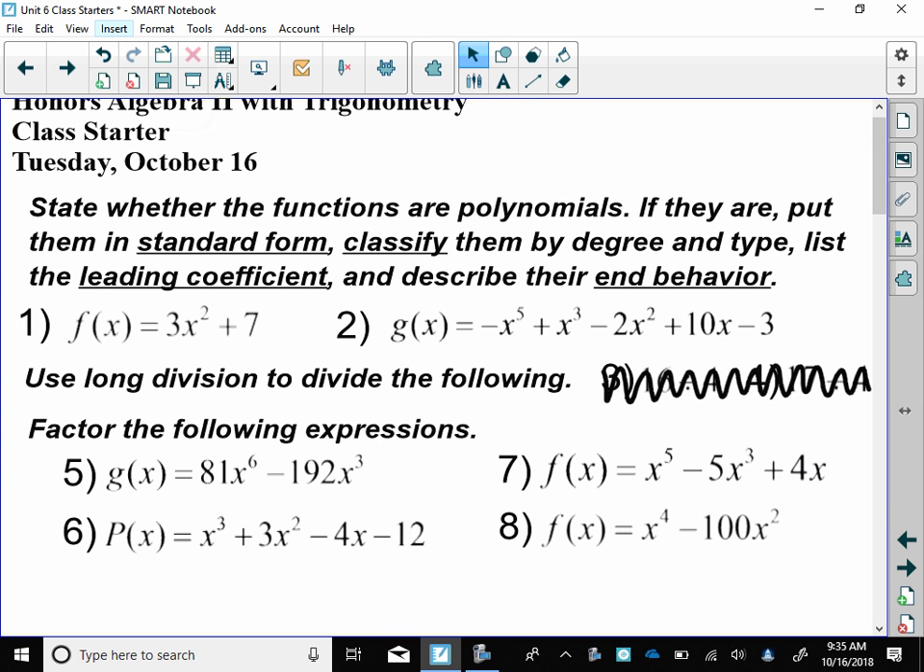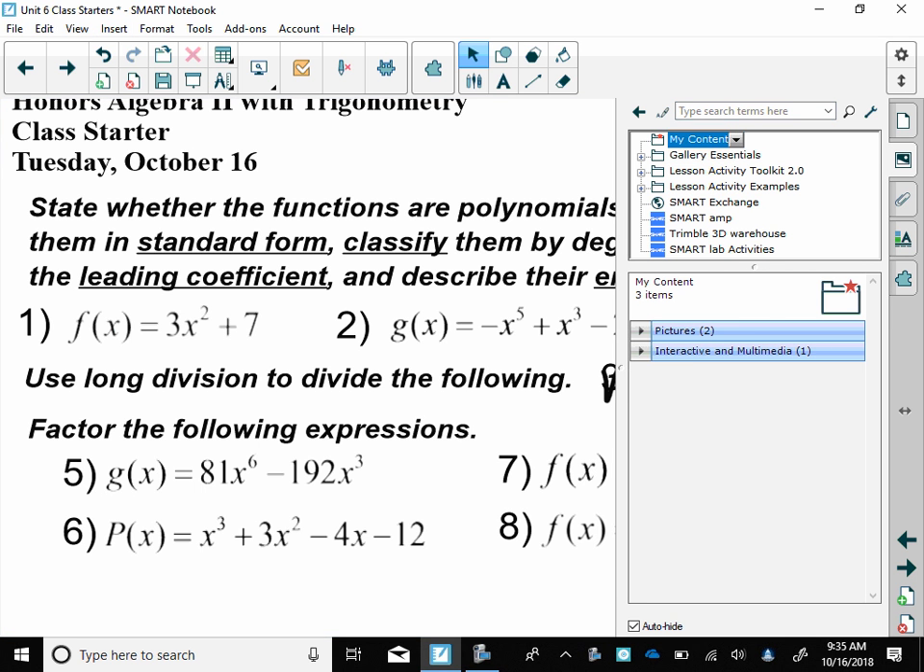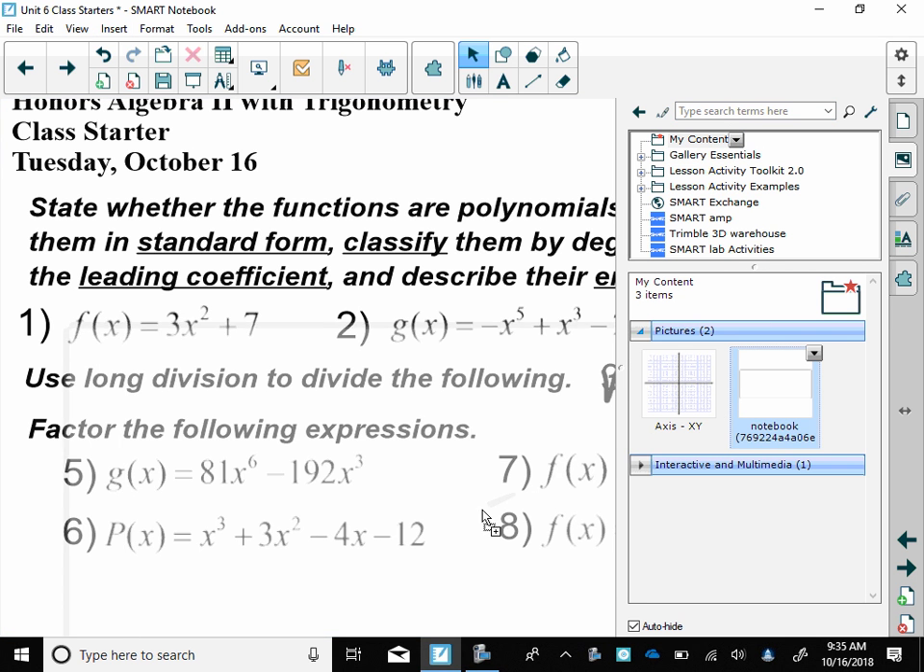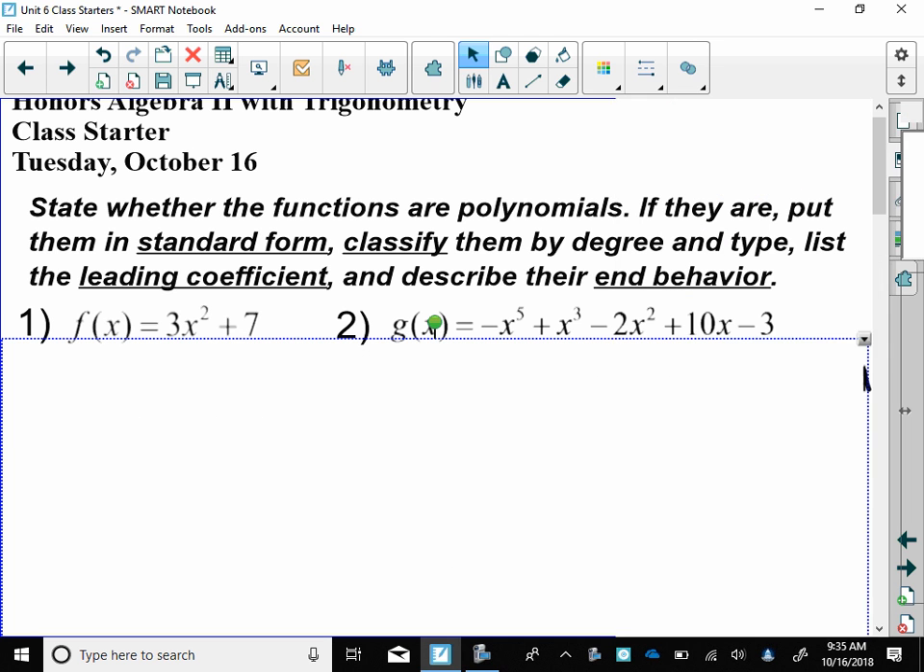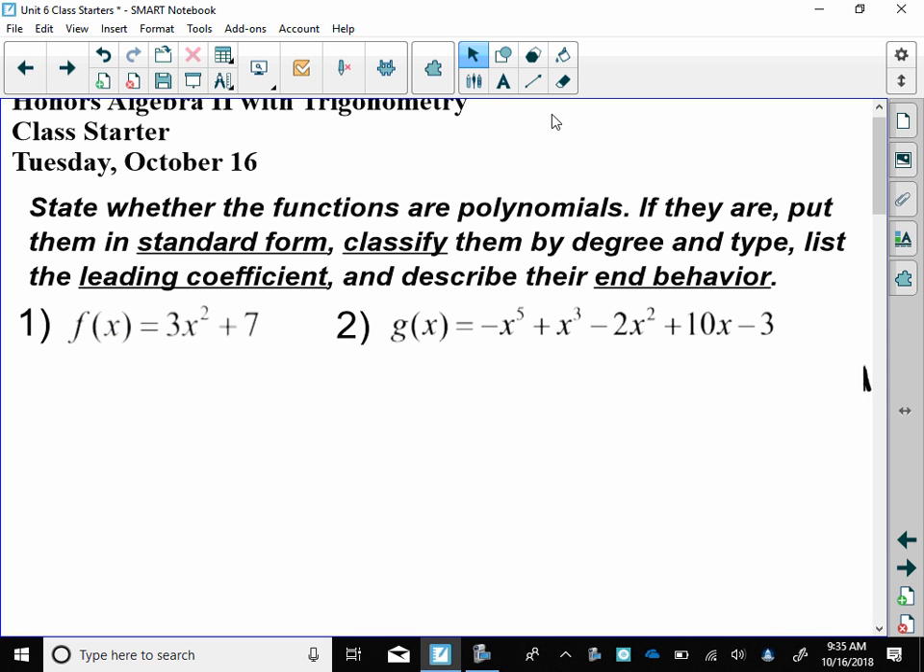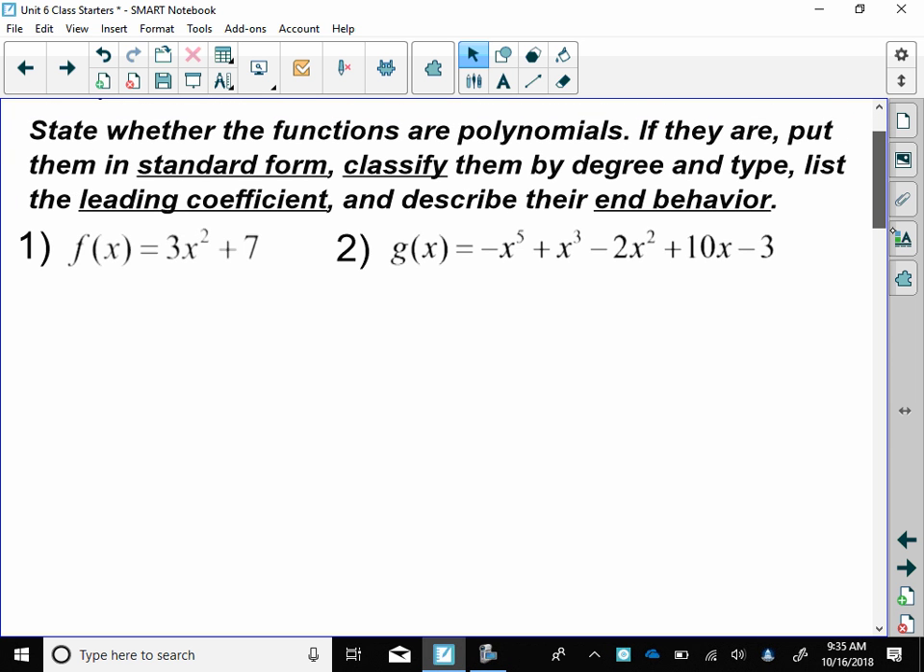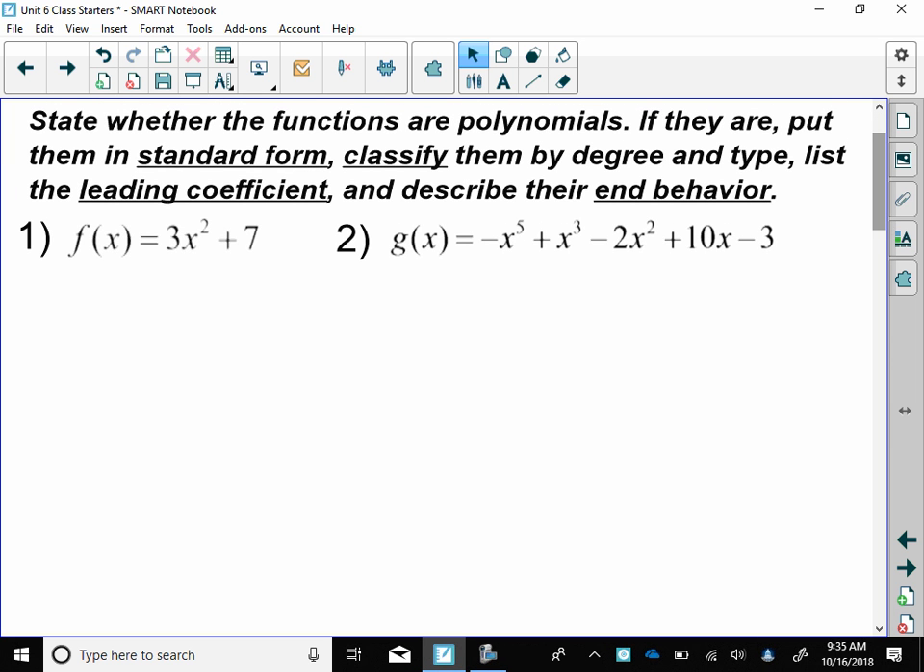All right, let's go over this class starter. Don't forget, tomorrow you have a quiz, and it's going to be on multiplying and dividing polynomials like we did last Thursday. You had that worksheet in class on Friday. And it's also going to be on what we did yesterday, which was putting polynomials in standard form, classifying them by their degree, the number of terms that they have, and then discussing their end behavior.